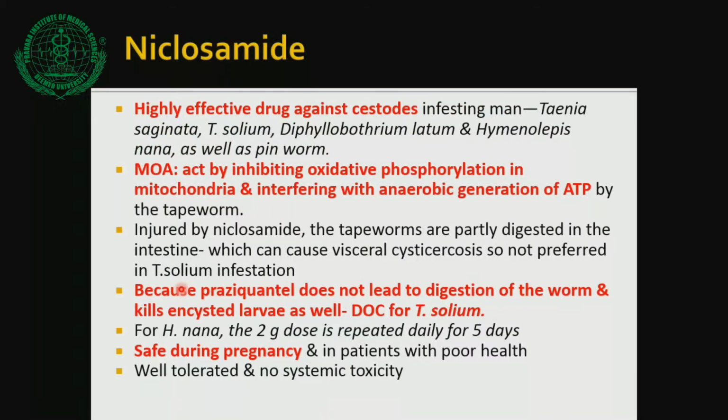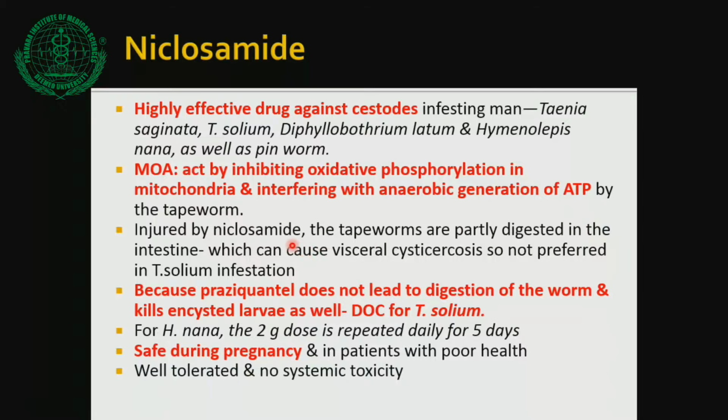The next drugs are Niclosamide and Praziquantel, which are active against cestodes, and Praziquantel is also active against trematodes. So it is a highly effective drug against cestodes like Taenia solium, Taenia saginata, Diphyllobothrium latum or fish tapeworm, Hymenolepis nana, as well as pinworm. Mechanism we have already seen. It inhibits or uncouples oxidative phosphorylation and interferes with the generation of ATP.